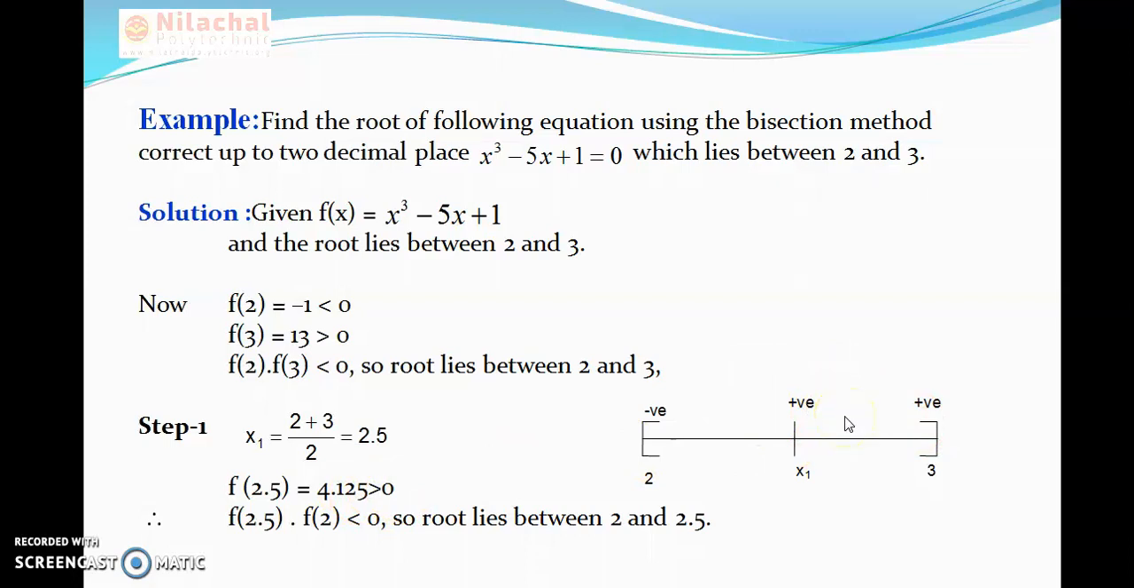That means the next root lies either in 2 to x1 or in x1 to 3. The rule is that the root lies in the interval consisting of a negative and a positive symbol. In this interval you can see both are positive, which means the root never lies in this interval. Here it is negative and positive, so your next approximation root must lie in 2 and x1. Clear? That's why we are writing root lies between 2 and 2.5, because x1 is 2.5.